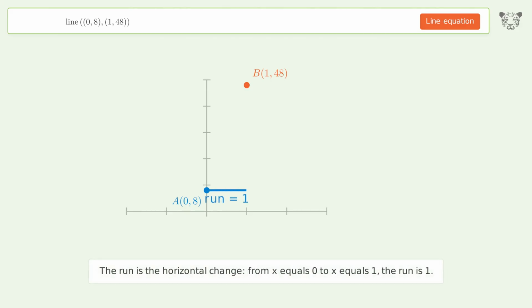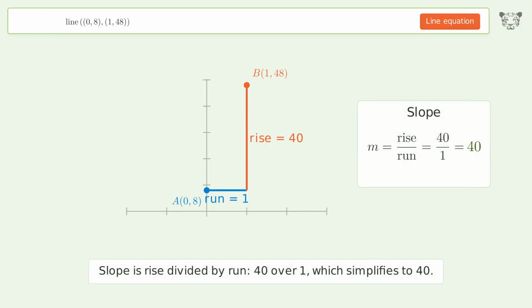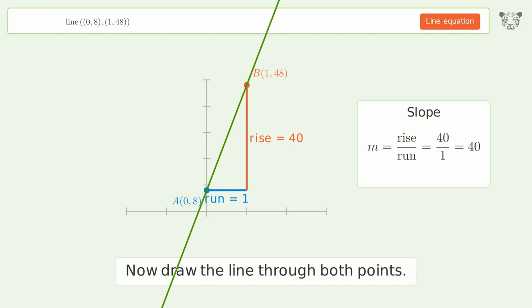The run is the horizontal change, from x equals 0 to x equals 1, the run is 1. The rise is the vertical change, from y equals 8 to y equals 48, the rise is 40. Slope is rise divided by run, 40 over 1, which simplifies to 40. Now draw the line through both points.